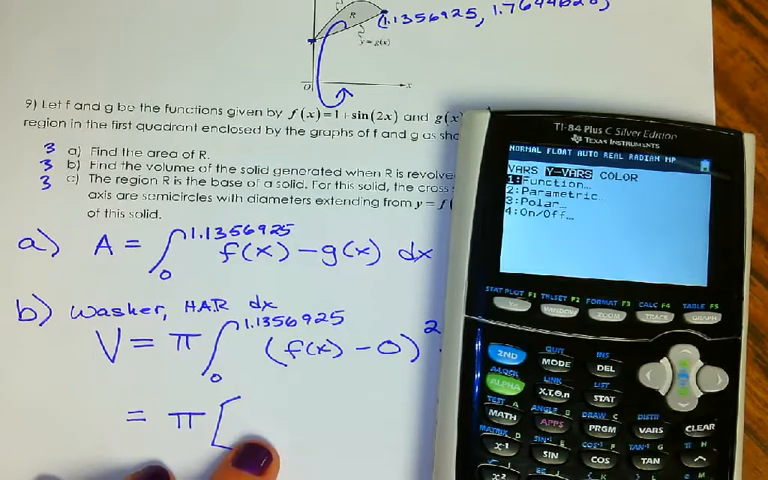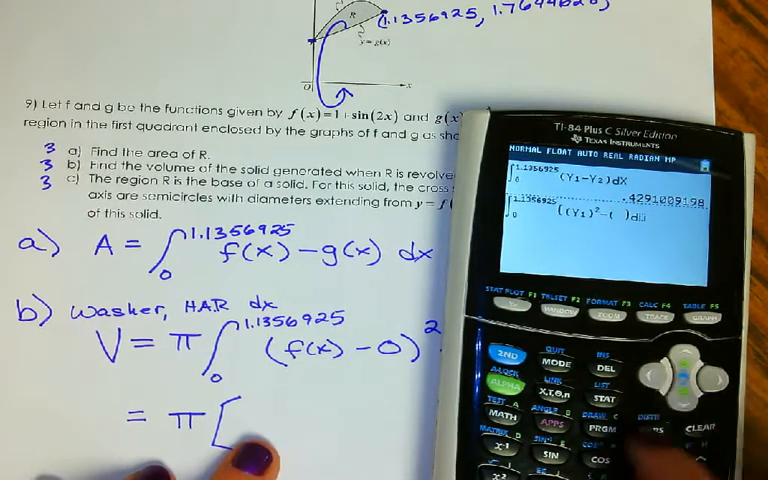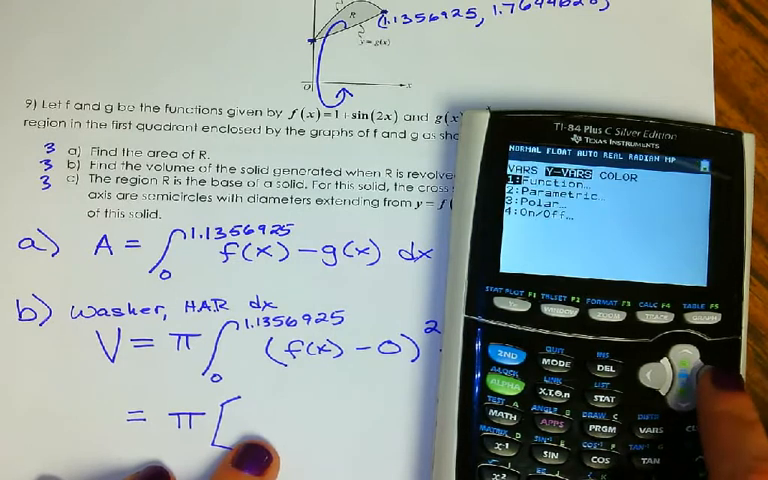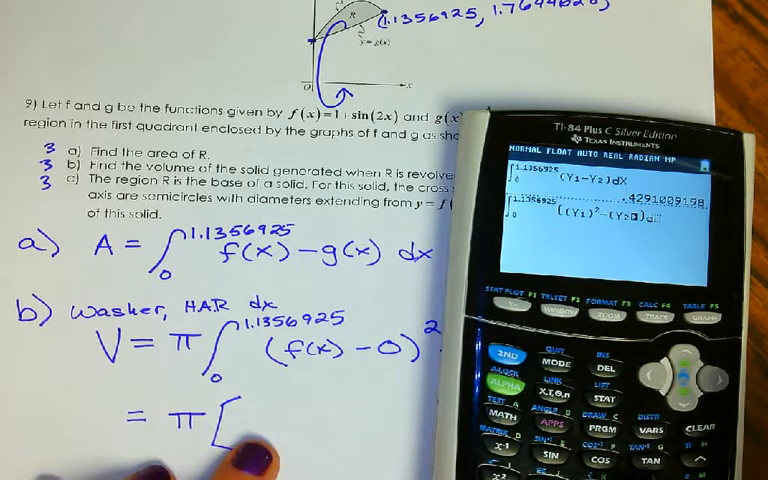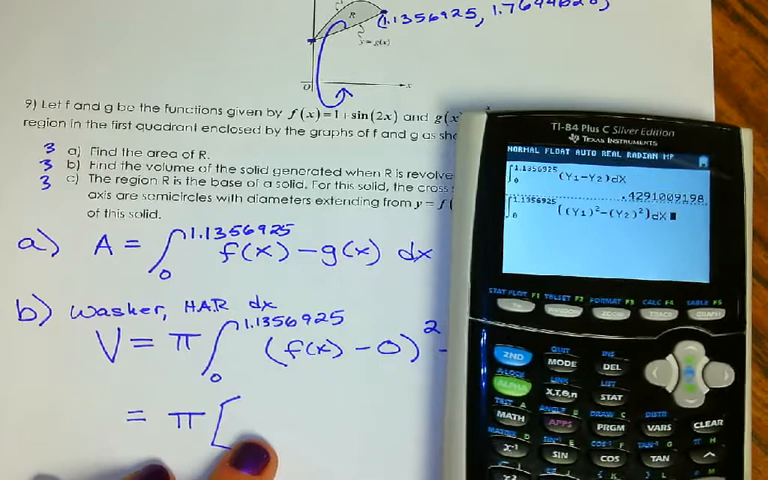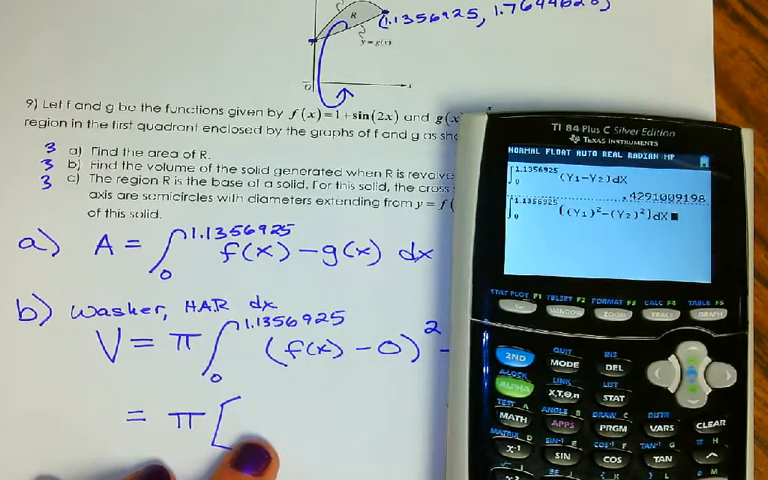So I'm going to do vars, Y-VARS, function, and then it's choice 1. So it's that thing, close it, squared, minus, and then another set of parentheses, vars, arrow over, and we're going to do y2 this time, close that, squared, and we're integrating with respect to x again. So I kind of checked that. That all looks good. Take a second on the AP exam and make sure.